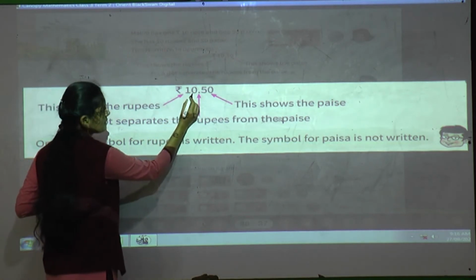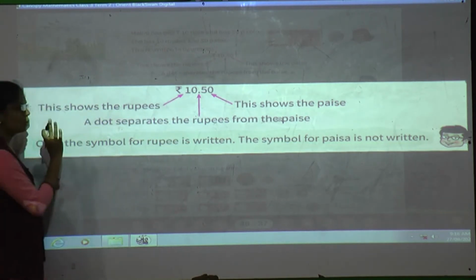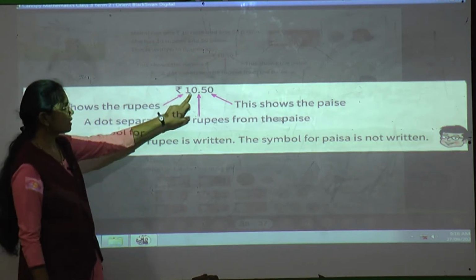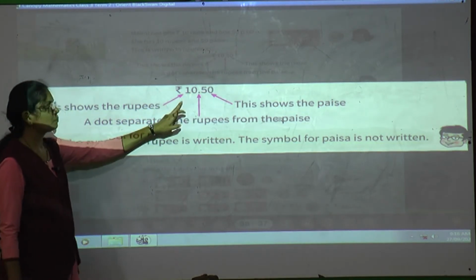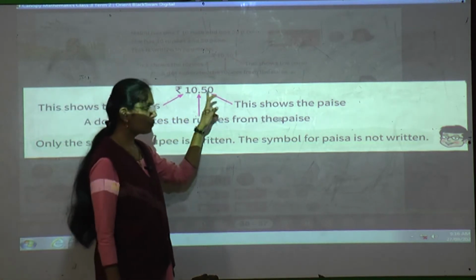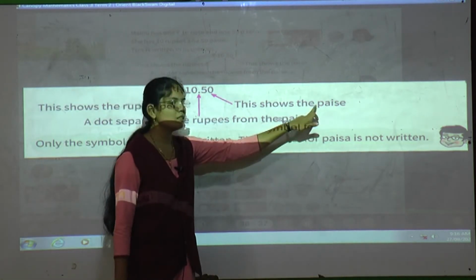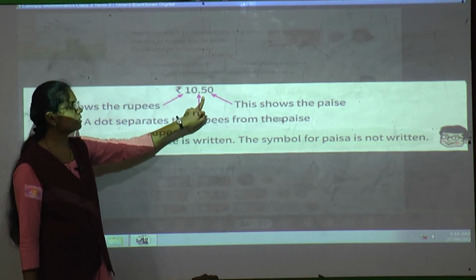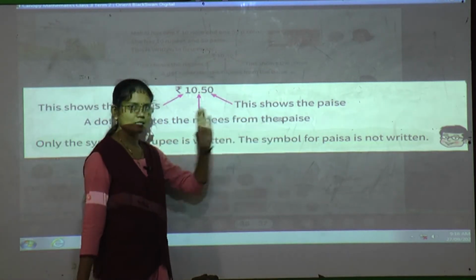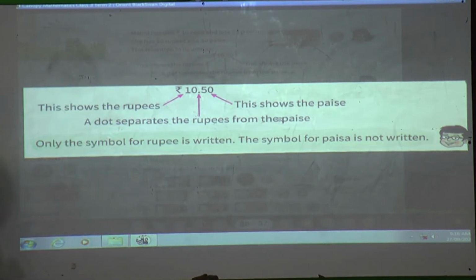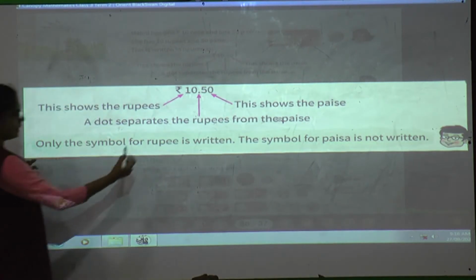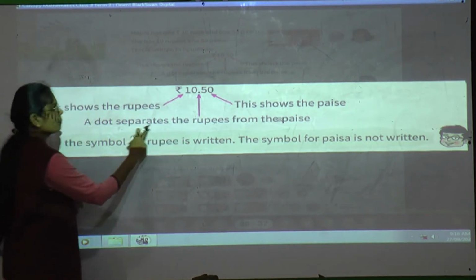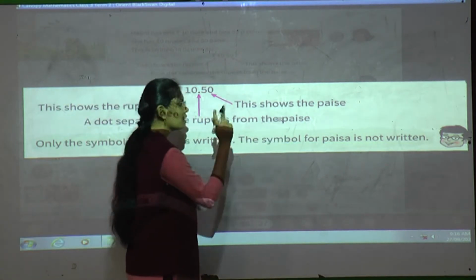Rupees 10.50 means this shows the rupees. See here, rupees 10 means it is a 10 rupees note. This number shows the rupees, and after the point, this shows the paise. After the point, whatever number is there, that shows us paise. Dot means this point. The dot separates the rupees from the paise.